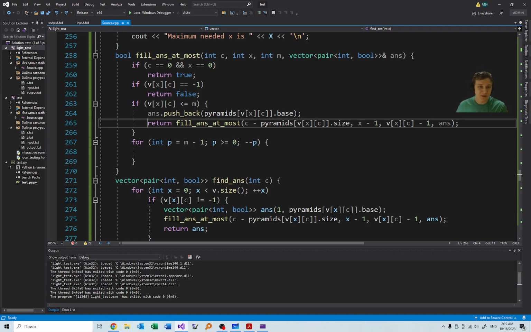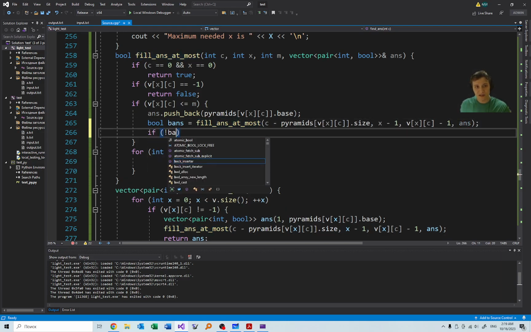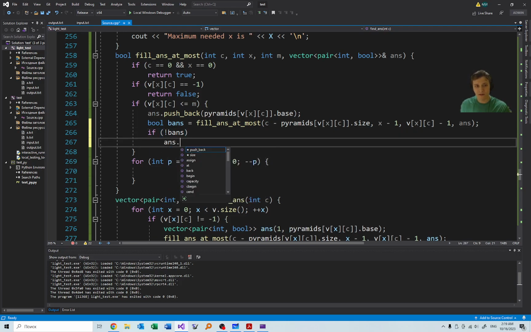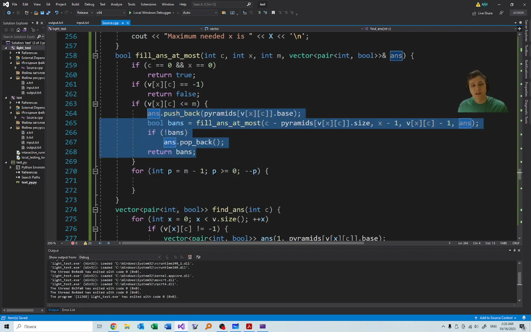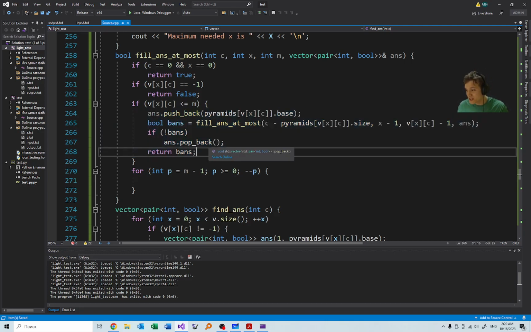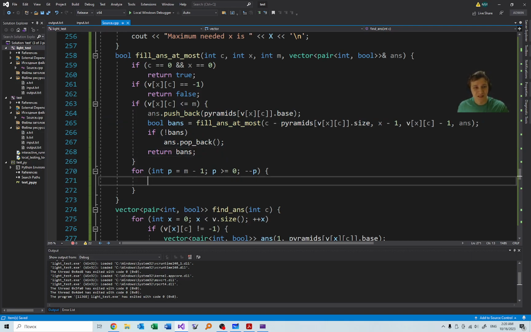So if I were a good person, I would write here like this. So bool answer equals this. If not bool ans, then I need to ans.pop back. And only after that I return bans. So this is the correct way. The reason why I wrote it as before is because actually it cannot return false. It always returns true because of the structure of the problem. I don't need anything. But let's write it like this so you learn something from my video, which is already almost 2 hours long. Oh, goodness.